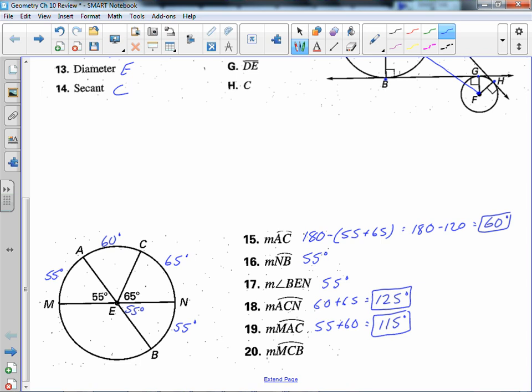And then 20, the measure of arc MCB, which is all four of these arcs added together. So 55 plus 60 plus 65 plus 55, which would be 235 degrees. Or you could have looked at it as knowing that these three were 180 and then adding 55 to the 180. Either way.